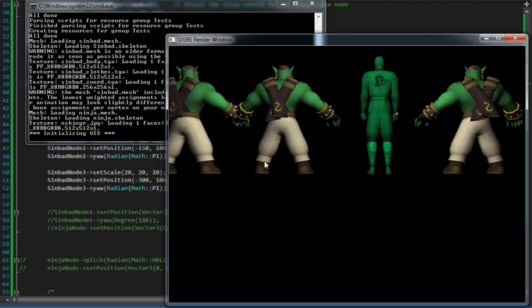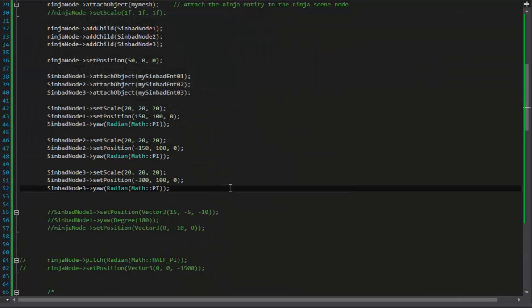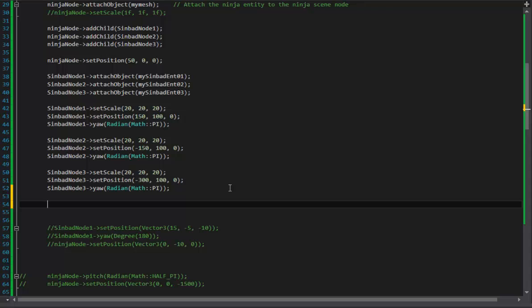Let's see. So you think about it. Which should I do? Pitch, yaw, or roll? I'll let you think about it for a second. And to which node should I apply it? Now, if you don't want to see the answer and you want to do it yourself, go ahead and pause the video and then do the rotations. And if you do want the answer, here is the spoiler alert.